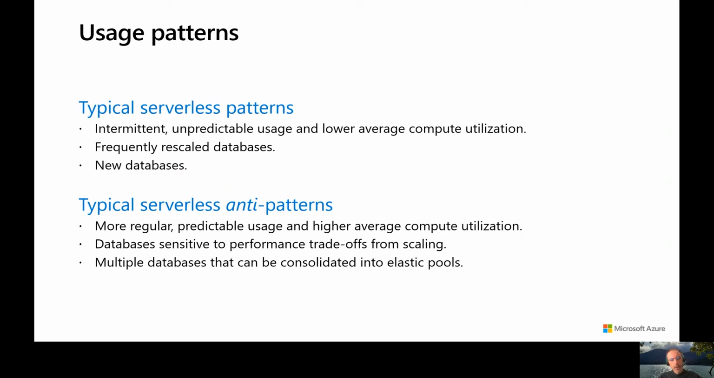And then finally, if the application has multiple databases, say tens, hundreds, or even thousands of databases, like a lot of SaaS ISVs do, then elastic pools tend to provide better price optimization opportunities. They provide better compression of usage per unit of compute.